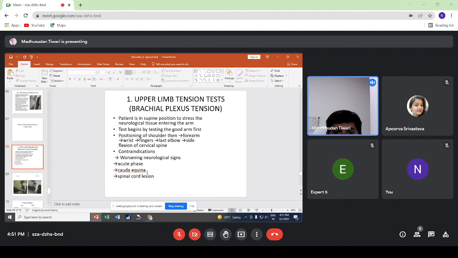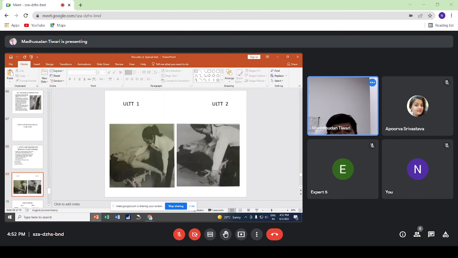The patient is in supine position to stress the neurological tissue entering the arm. The test begins by testing the good arm first. Positioning of the shoulder, then forearm, then wrist, finger, last elbow, then side flexion of the cervical spine. So ULTT 1, ULTT 2: upper limb tension test 1 and upper limb tension test 2.